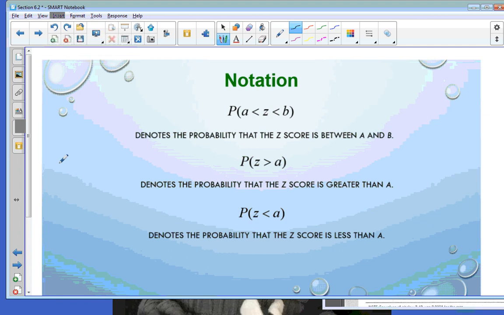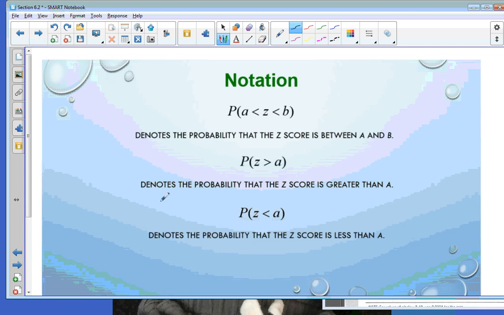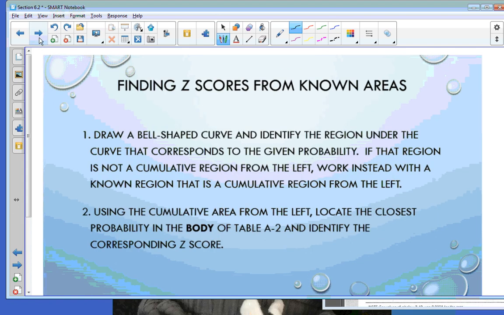Notation. Notation is here, and it notes that the probability that the z is between A and B. That's just like the one we just did. The probability between -2.50 and -1. This denotes that I want the z is greater than, and z would be less. Denotes the probability that z is less than the A, where we could shade the table to be either greater than or less than A.